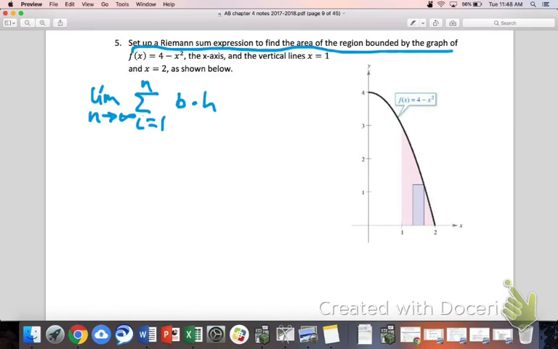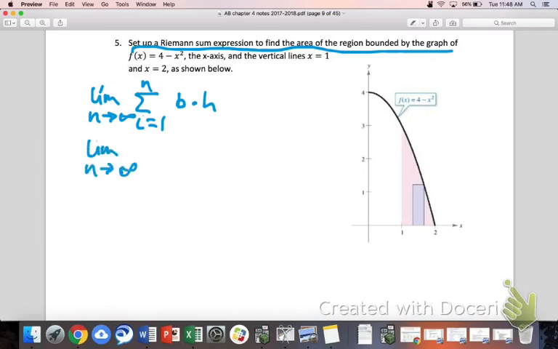Noah, what did you have for a base? I have 1 over n. Would you mind explaining how you got that? Most of it was just looking at the last problem where the distance was 1, from 2 to 1, or 1 to 2. And so, yeah, full interval width is 1. Why dividing by n for the base length? You have to go over n each time.